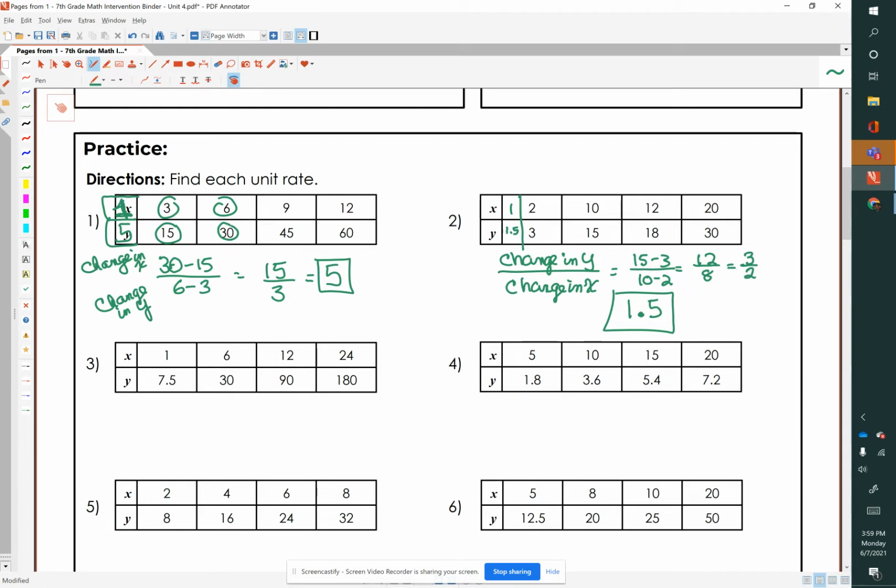And number 3, we'll have 30 minus 7.5 divided by 6 minus 1. So 30 minus 7.5 is 22.5, divided by 5. And if we look at our chart, we actually didn't need to do all this math because we already know the unit rate is 7.5.